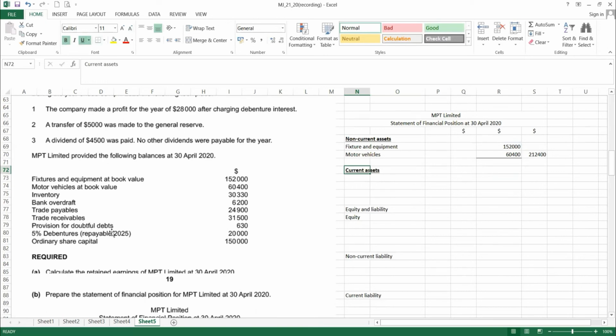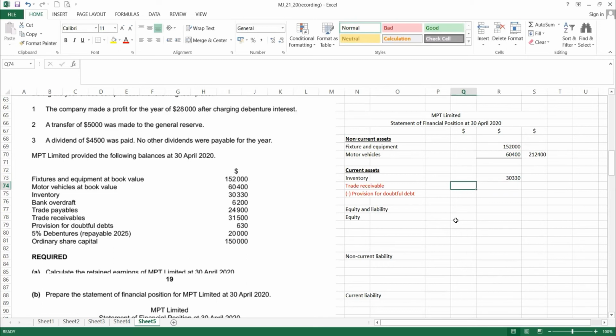Okay, current asset. Let's see what are the current assets. Inventory, trade receivable, and don't forget this one, provision also has to be part of it. So here we put inventory, and then after that trade receivable. This is like a formula, so you must remember. Your trade receivable must minus the provision for doubtful debt. They are always together. This is one pair. Okay, this is always one pair together. So inventory. Okay, here inventory is 30,330.